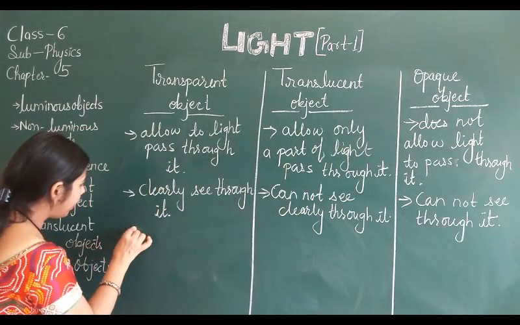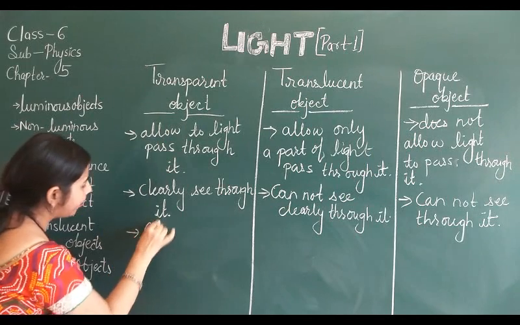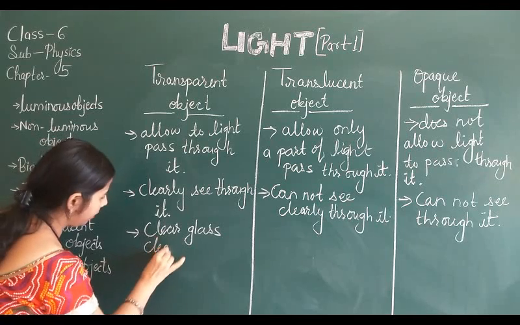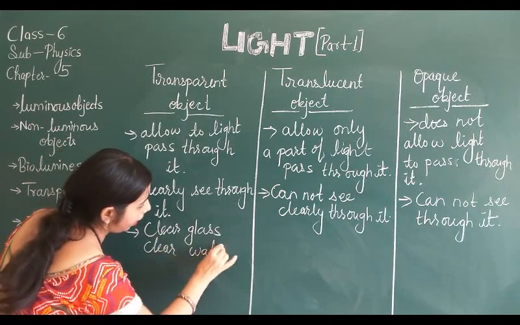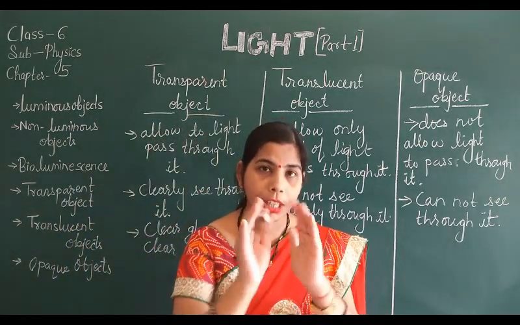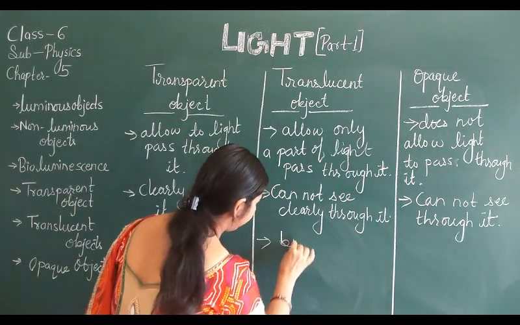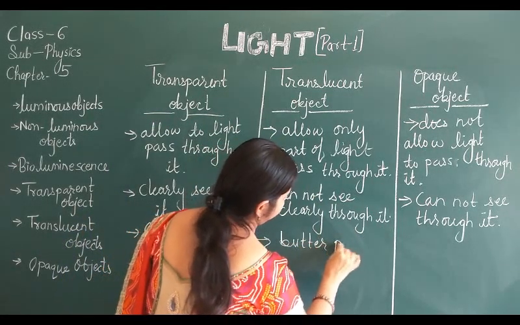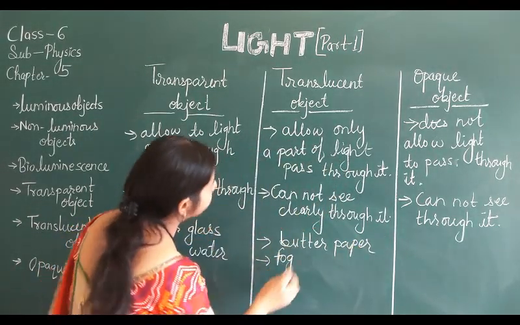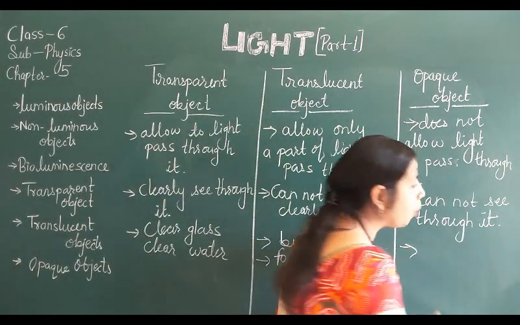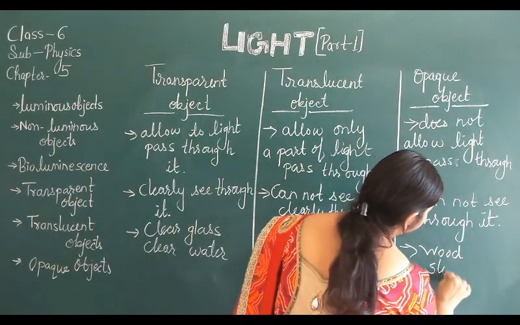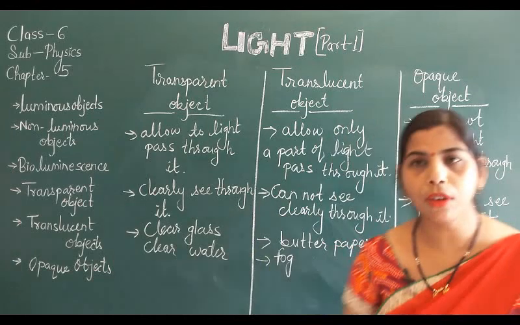Now let's see the examples. Transparent objects: clear glass, clear air, clear water, and so on. If we discuss translucent objects, things like butter paper, and things become hazy during fog. Fog is also an example of a translucent object. And opaque objects you can see like wood and stone. These are examples of opaque objects.